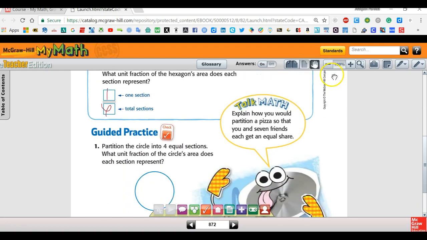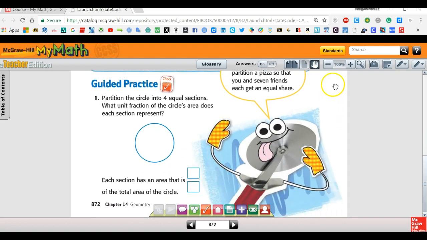Go ahead and do the circle. Do guide number 1. Okay, you tell me what to do. Aubrey? You cut it into 4. So I need to partition the circle into 4 equal sections, right? Yeah.